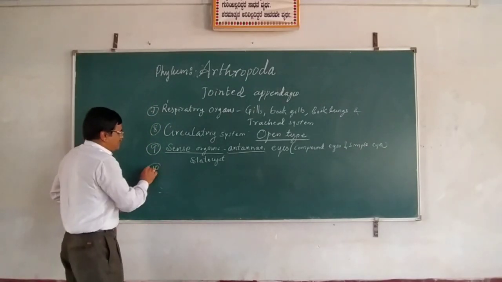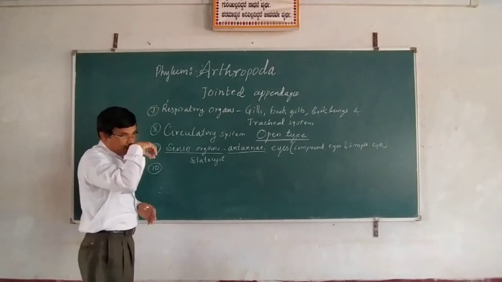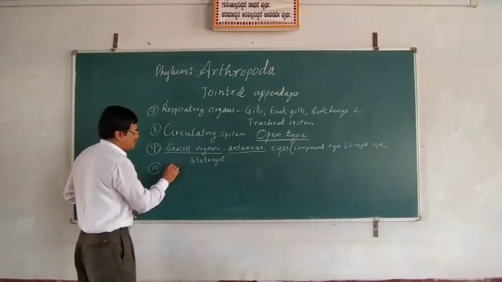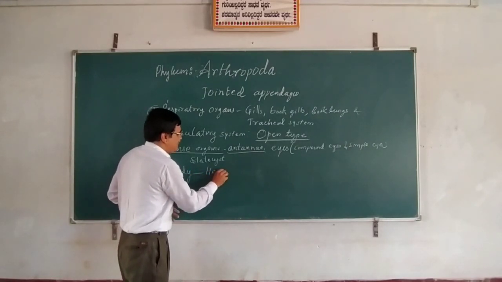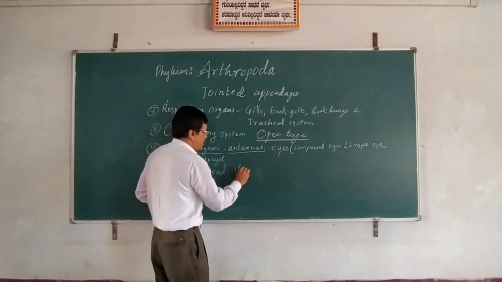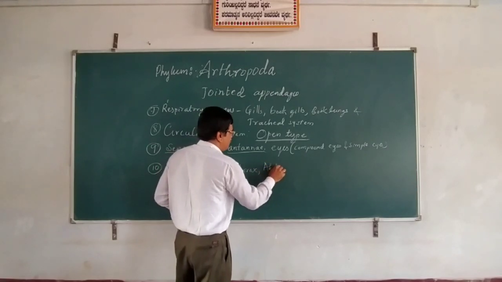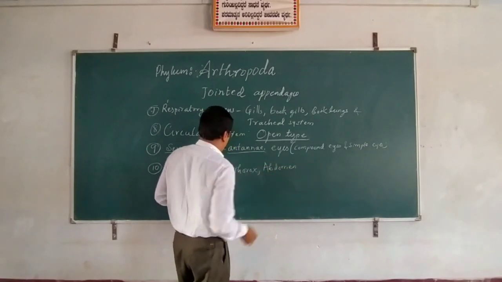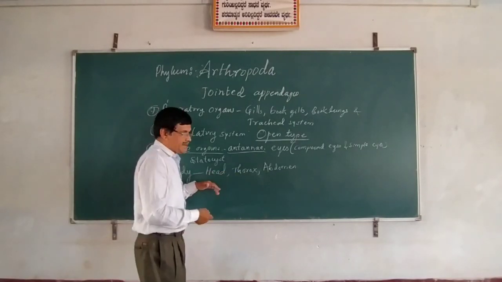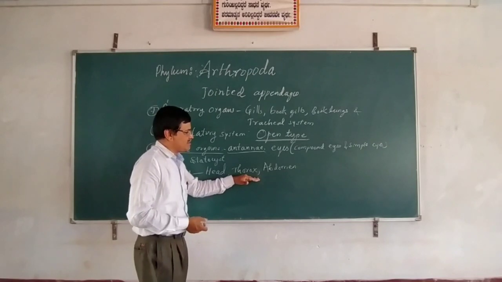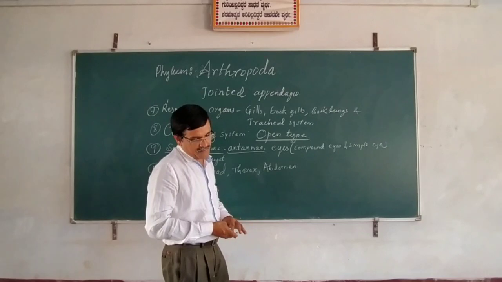Then the entire body of the arthropod is divided into three regions: head, the anterior portion, then thorax, the middle portion, and abdomen, the posterior portion of the body. Okay.